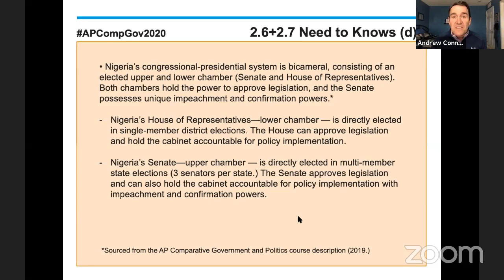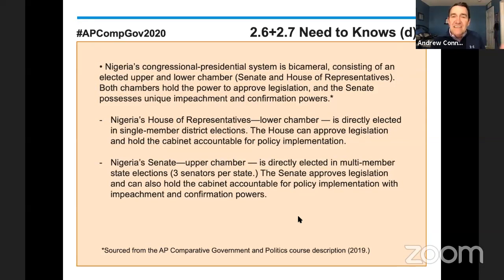Nigeria, like I mentioned before, also has a bicameral congressional presidential system. Their lower chamber is the House of Representatives, their upper chamber is the Senate. Both approve legislation, and the Senate possesses unique impeachment and confirmation powers. Again, similar rules as what we see in the United States Constitution with the US Senate. Nigeria's House of Representatives is considered the lower chamber. It is directly elected with single member district elections. And then we see Nigeria's Senate also has those 3 senators per state in what we would call multi-member districts.